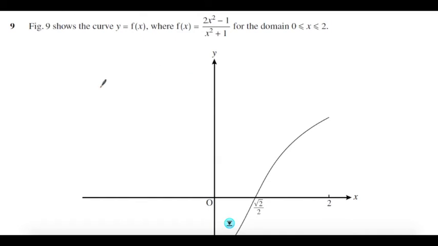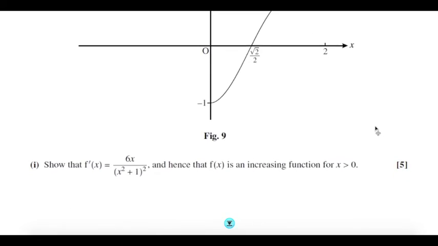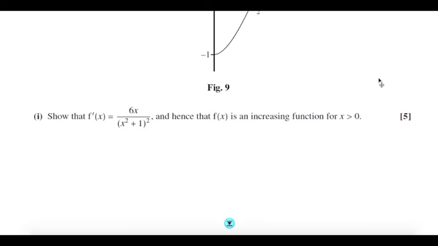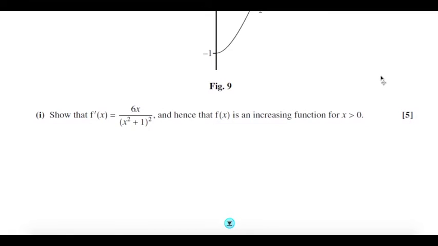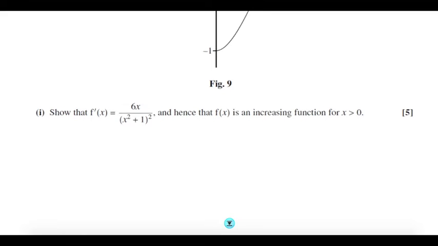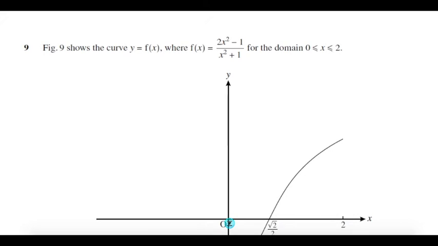Okay, question 9. Figure 9 shows the curve y equals f of x. F of x is this monstrosity for the domain 0 to 2. Part 1, show that the derivative of f of x is this, and hence that f of x is an increasing function of x greater than 0. Okay, so we need to show it's an increasing function. Alright, so we can forget about the diagram for now and just think about differentiating this.